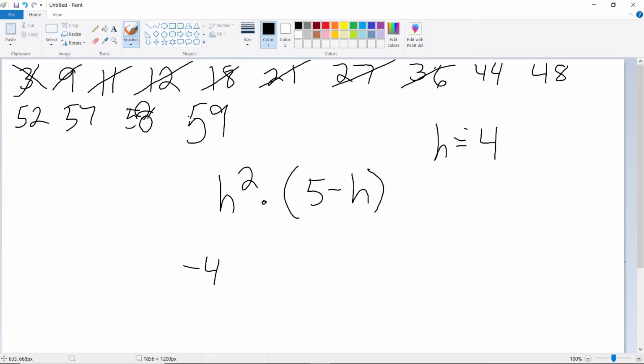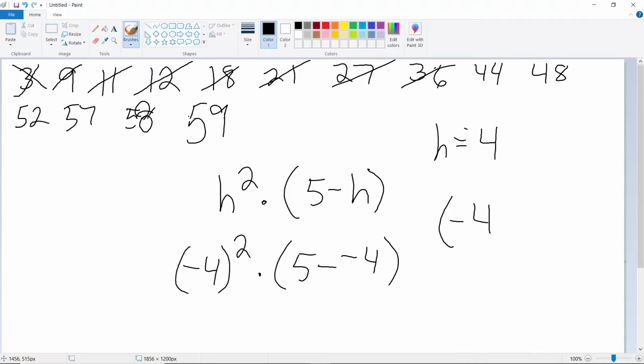So -4 squared times 5 minus -4. You got to be careful with all your signs here. So what is 5 minus -4? Well, that's 5 plus 4. Negative times negative is positive. So it's -4. Whoops. This is where you have to be careful. Remember, the value of h is -4, so that goes inside the parentheses, and then we square it. 5 minus -4 is 9. So what is -4 squared?